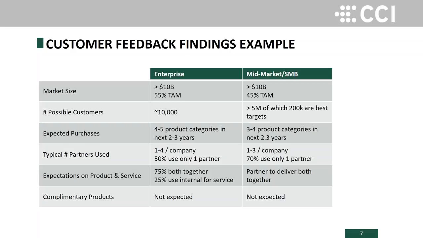And this might have been different than what you would think just from intuition. And as it relates to complementary products, the enterprise and the mid-market customers, at least for this specific kind of example, didn't expect complementary products besides the 4 or 5 categories to necessarily be sold together through the same channel.